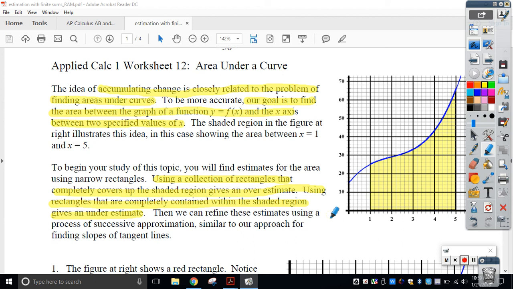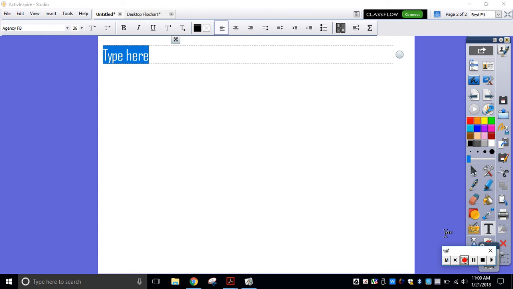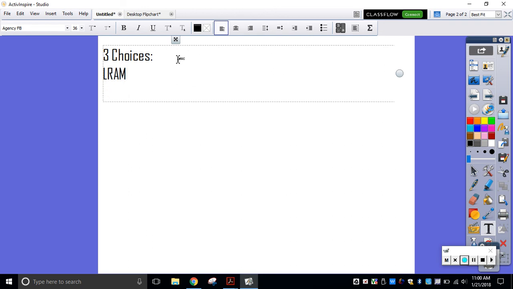So there are some key points that I wanted to make about this activity, and we'll come back to it in just a second. First, my goal is to give you an overview of the rectangular approximation methods, just to front load some key points. You have 3 choices for your rectangular approximation methods: LRAM, RRAM, and MRAM. LRAM means left rectangular approximation method, RRAM means right, and MRAM means midpoint.